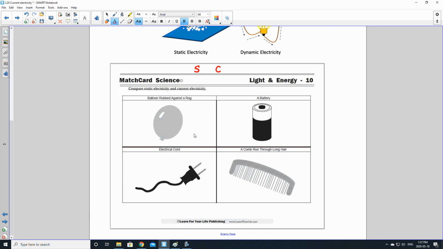I hope you were able to figure that out, and I'm going to take up the answers right now. A balloon rubbed against a rug is going to be static electricity. So is a comb running through long hair, whereas a battery and an electrical cord are both current electricity. I hope you can see the difference as we go into our lesson.